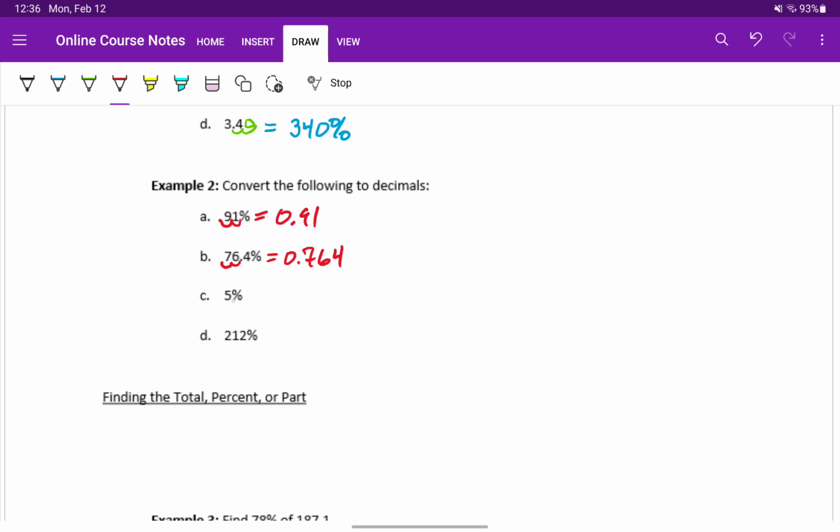In part C, we'll move that decimal place once, and then we're out of digits. Even though it's kind of a meaningless statement, we could write this number as 0.5%, so we can do that as a placeholder, just to see that we would move that decimal place one more time to get 0.05. And then for 212%, again, we would move that decimal place twice to get a decimal value of 2.12.